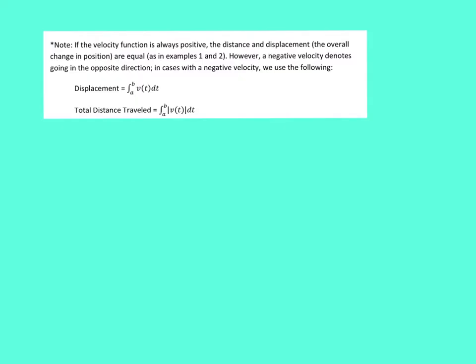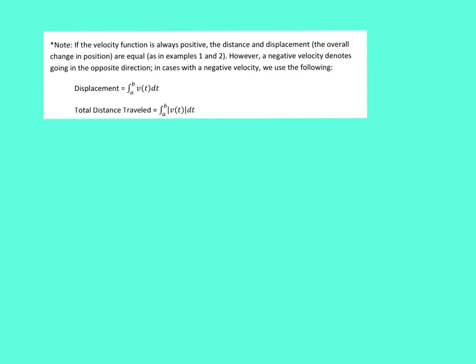So the next thing I want to talk about is what's going to happen if you have negative values of your velocity. In examples 1 and 2, I did mention that your velocity functions were always positive. That's really nice when that happens. But if you get a negative velocity, which does happen frequently, that means you're going in the opposite direction. So when that happens, the displacement and the distance traveled are not necessarily going to be the same thing. So be careful about that.